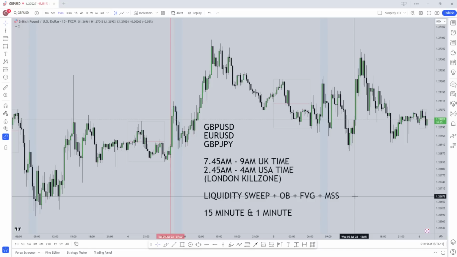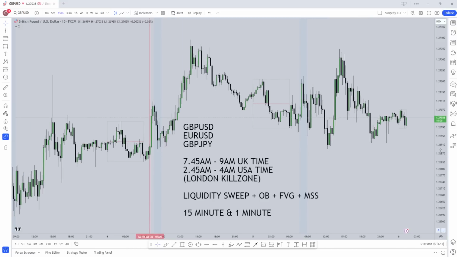I'll show you live chart examples near the end, so stick around for the live chart examples. And the time frames we're going to be sticking on are the 15-minute and 1-minute time frame. So there's no daily bias required. All you need are these two time frames and to follow this set of rules, and you can find consistency in the markets with this strategy. So let's get into the theory side first.